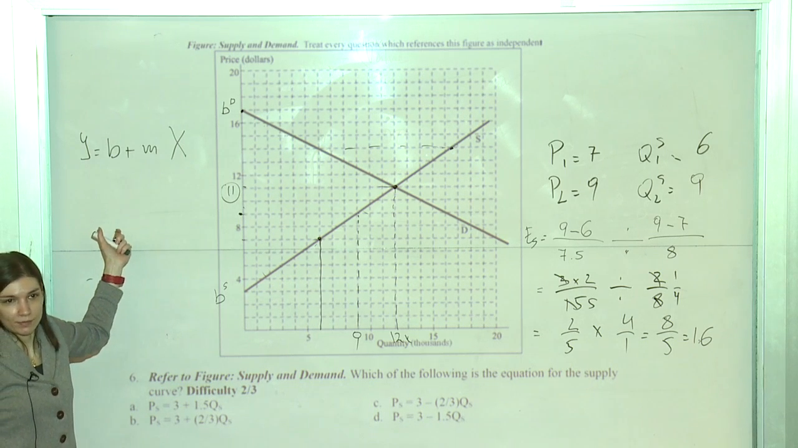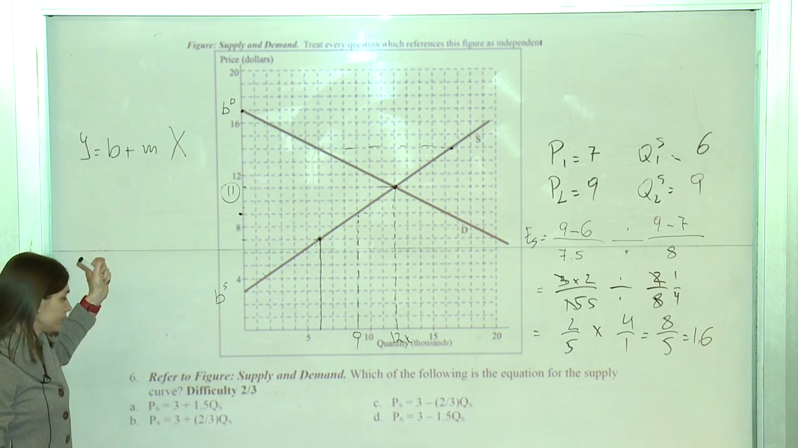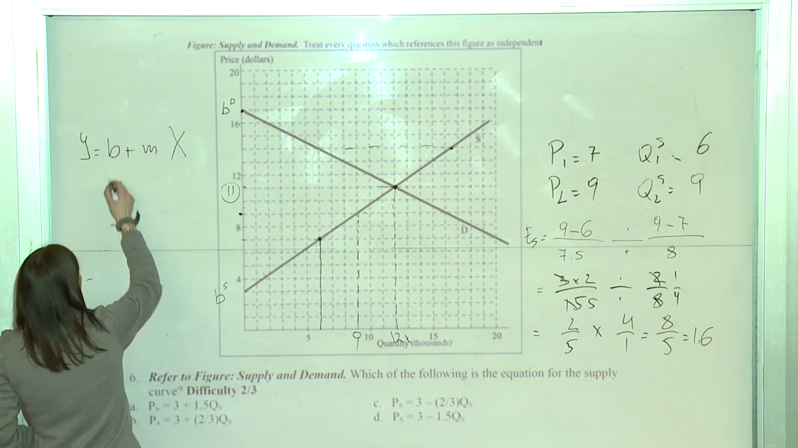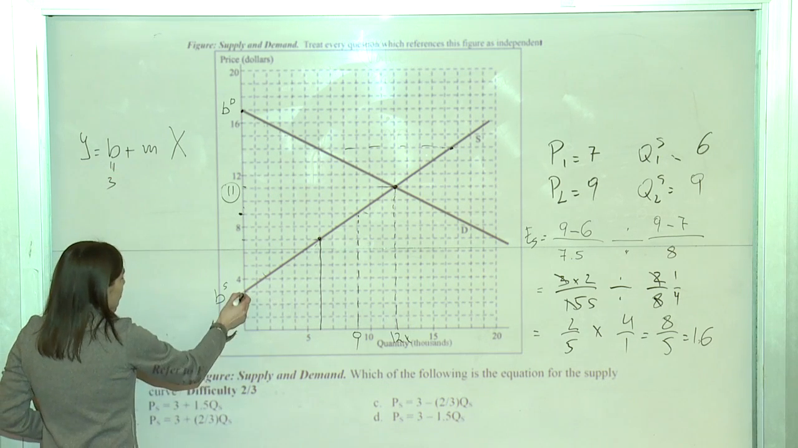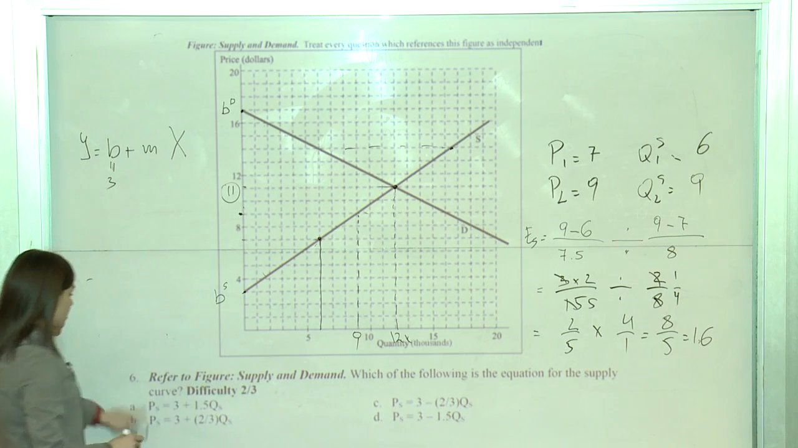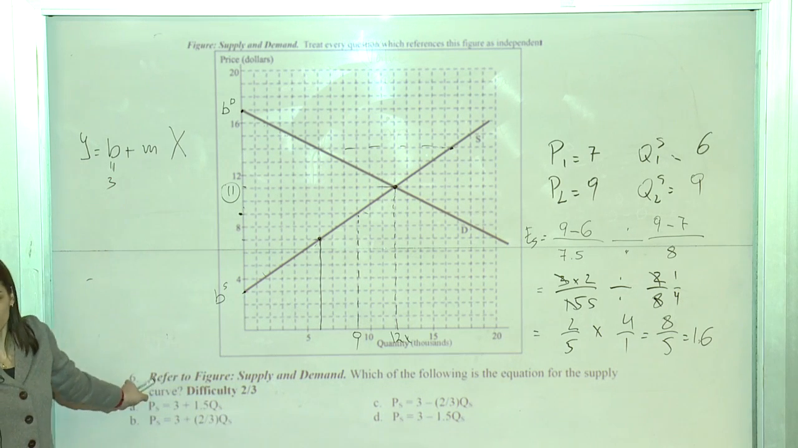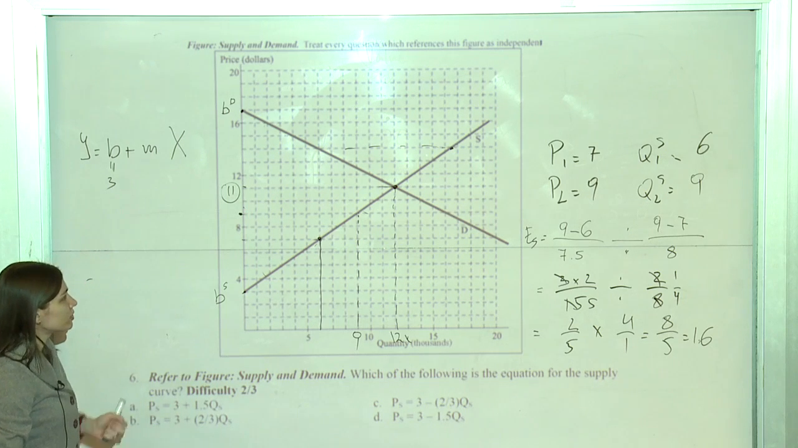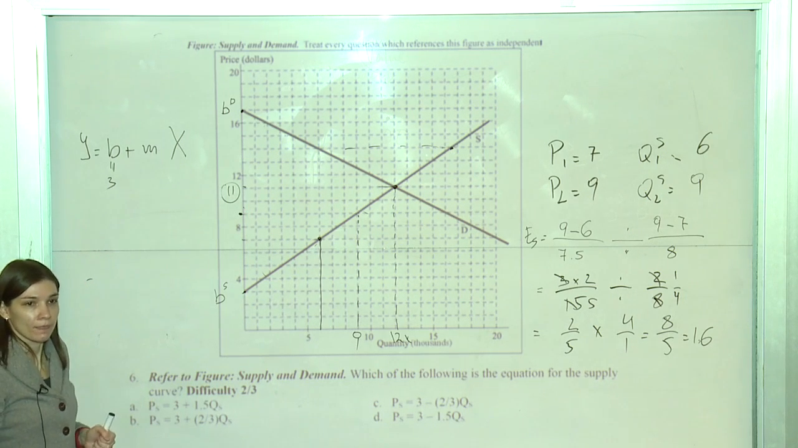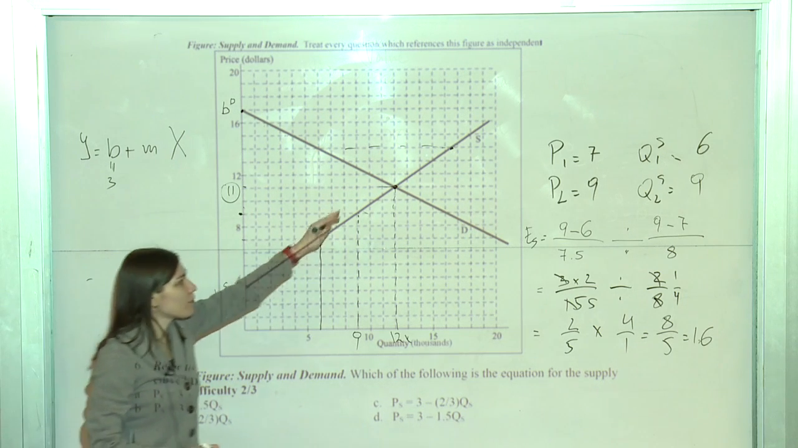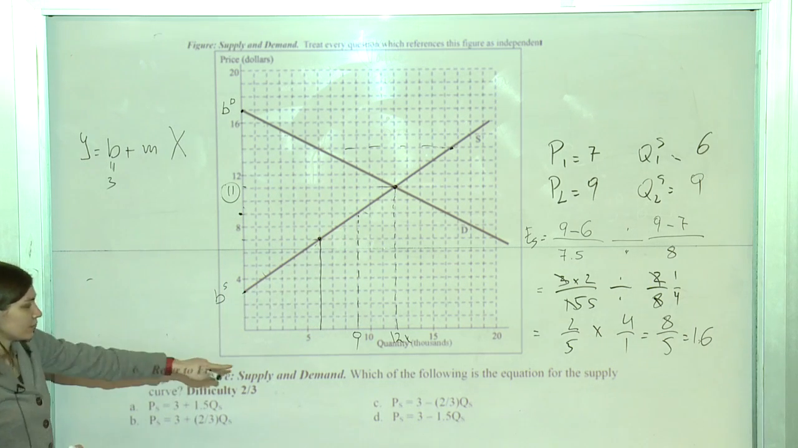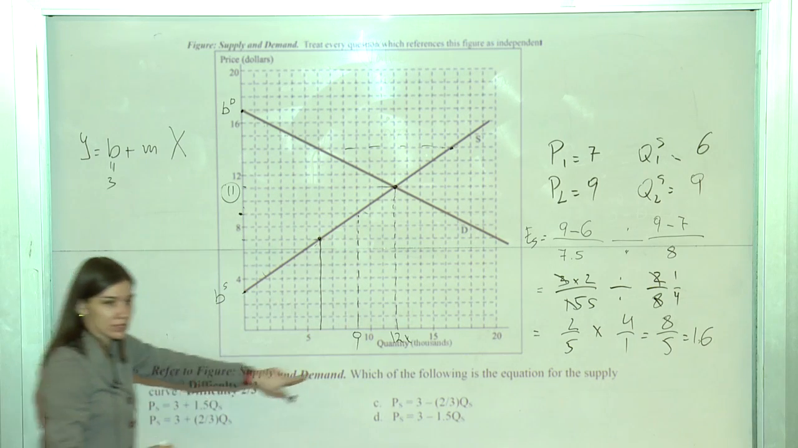We already did that, right? What's the intercept of the supply curve? It's going to be 3. We saw that, so we know that b is 3. That does not help us narrow it down, because all of the answers have an intercept of 3. However, what else do we know about the supply curve? It has a positive slope. We don't know what it is, but it's positive. So right now we can discard C and D, because they give you a negative slope.